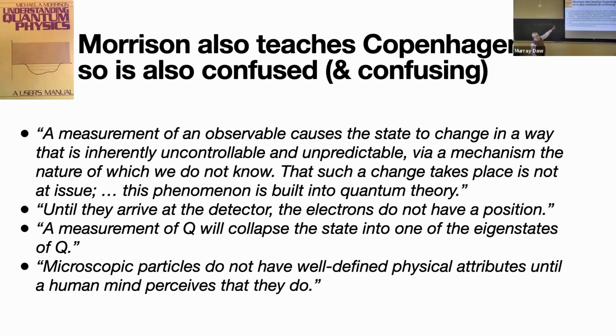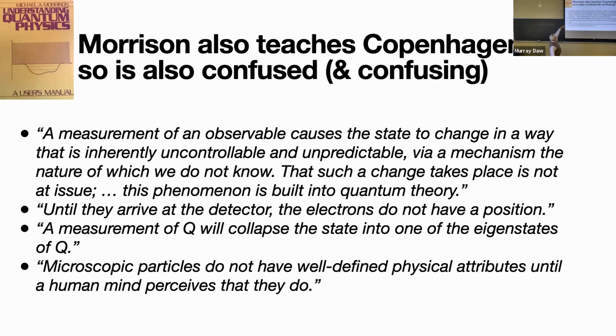So he says it very clearly. A measurement of an observable causes the state to change in a way that's inherently uncontrollable and unpredictable, via a mechanism the nature of which we don't know, which is this collapse. That such a change takes place is not an issue, which is wrong. It's very much an issue, and has been ever since Solvay. This phenomenon is built into quantum theory. That's true in regards to the Copenhagen interpretation. What people have learned, it's definitely integral to that, but it doesn't have to be.